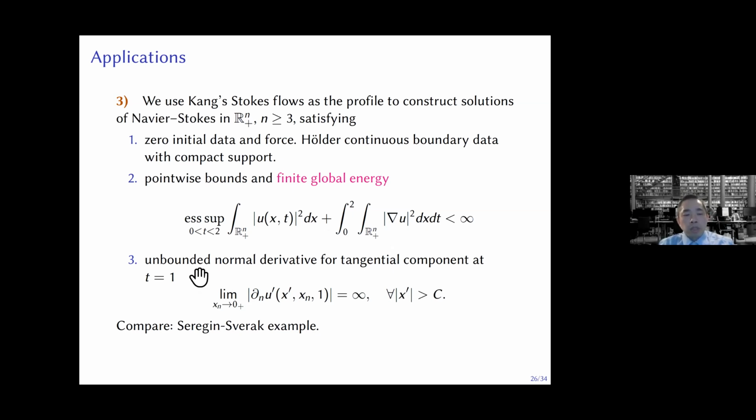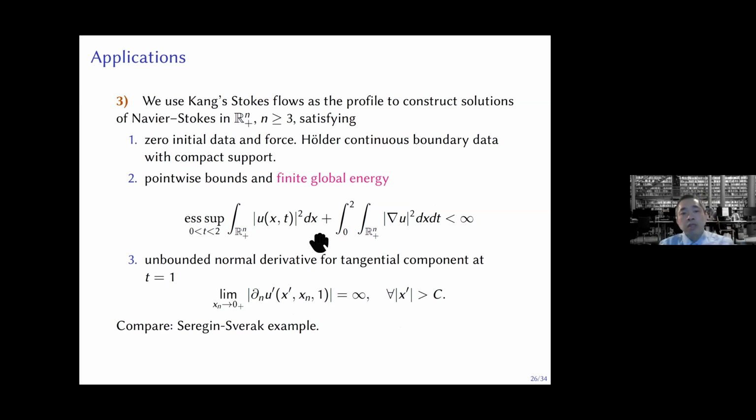And third, it has an unbounded normal derivative for tangential component. So dn is a normal derivative. u prime means u1 up to un minus 1. This is the tangential component. So the tangential component of the derivative of the velocity, you fix x prime and take xn to 0, is equal to infinity. And this is true for x prime bigger than a constant. We basically want this x prime to be away from the support of the boundary data.